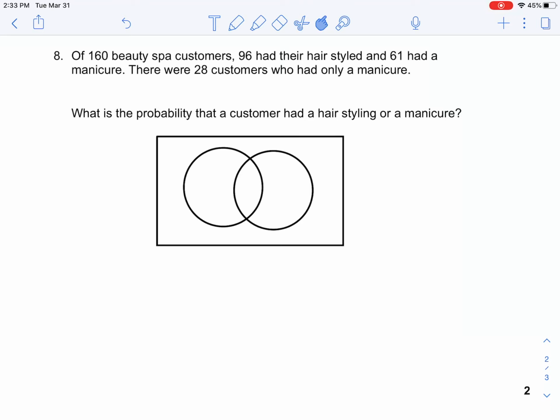Before I move on, this would be a great spot to pause your video if you want to give this next one a try on your own, and then you can resume it when you're ready to check your answer.